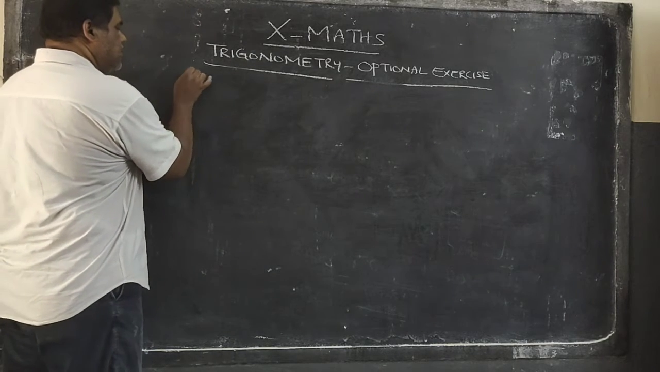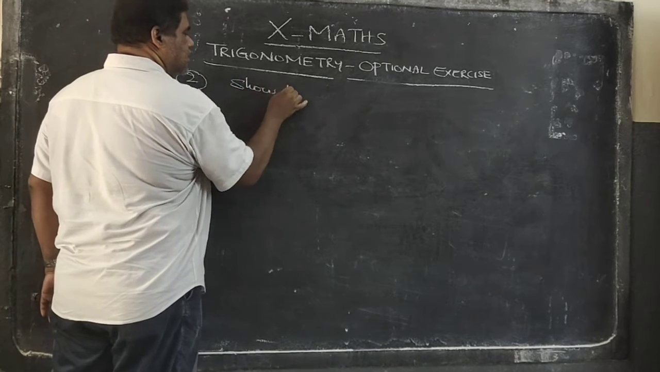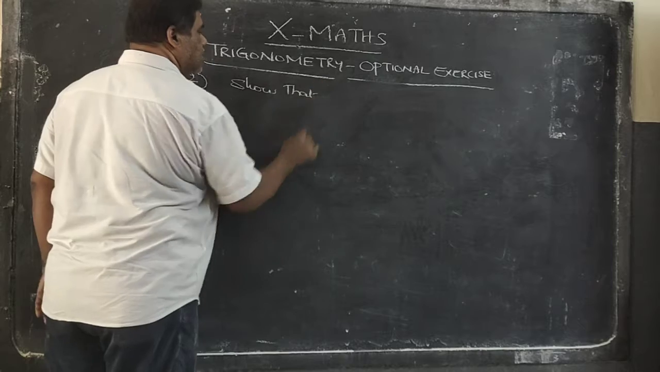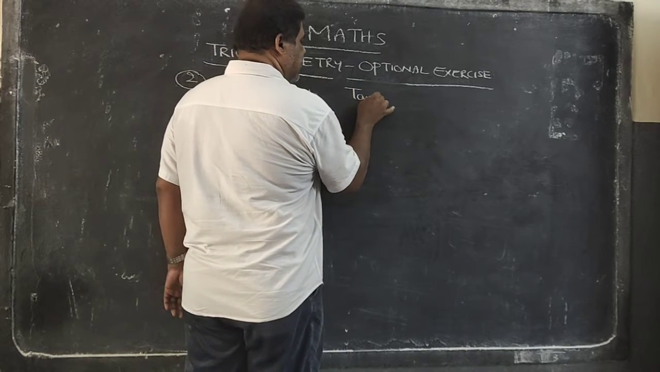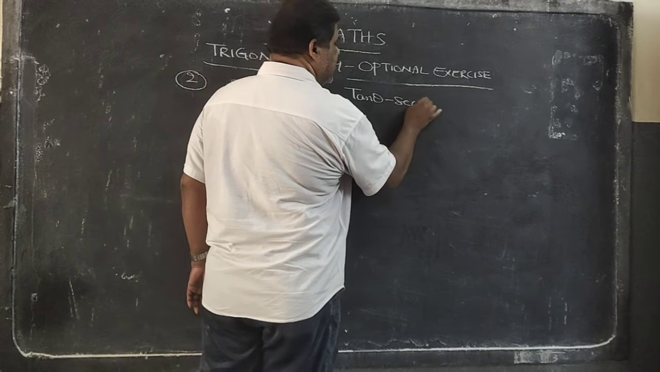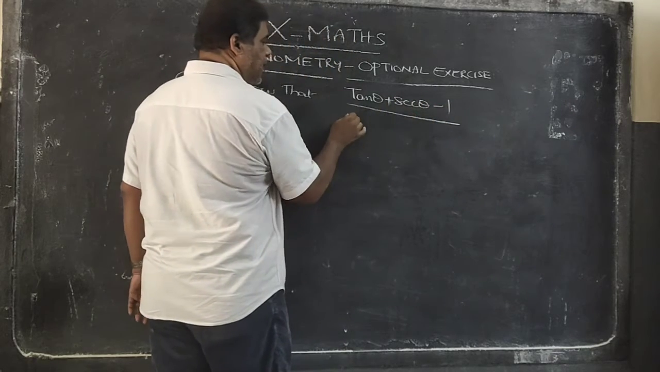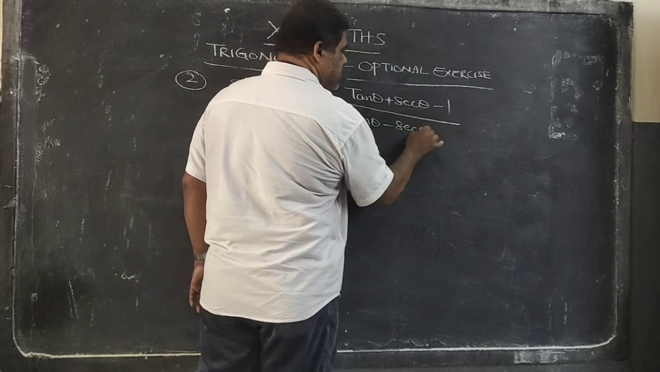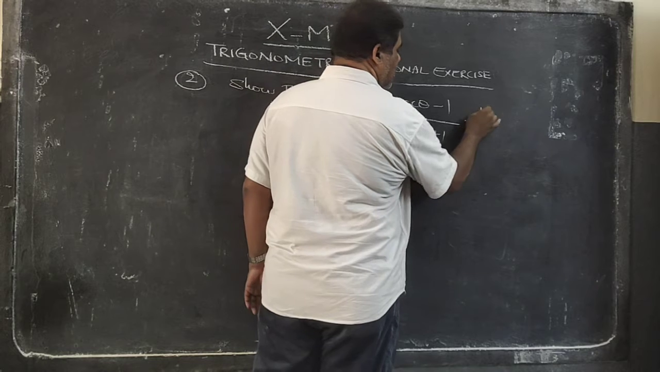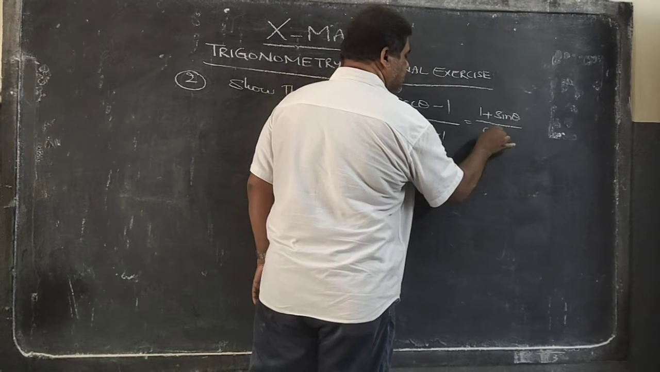Right, second problem. Show that tan theta minus secant theta plus 1... tan theta plus secant theta minus 1 by tan theta minus secant theta plus 1 is equal to 1 plus sin theta by cos theta.